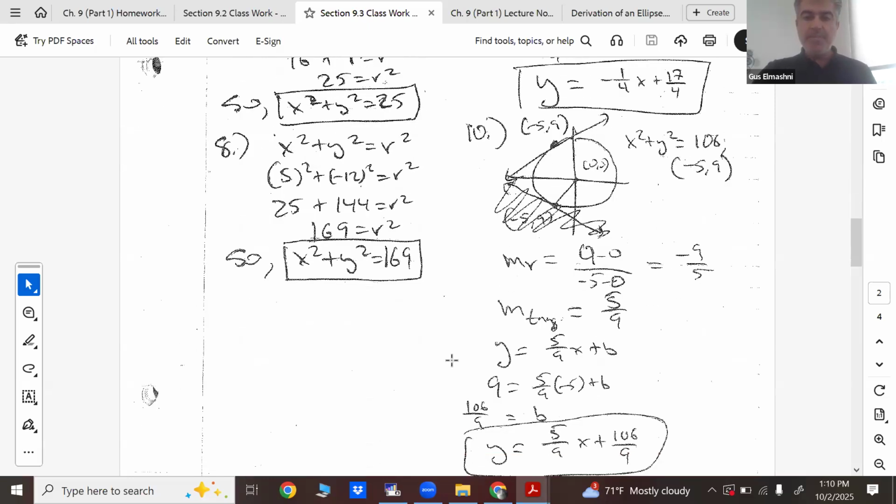10 is right here. The slope is negative 9/5 of the radius. So the slope of the tangent line is 5/9.